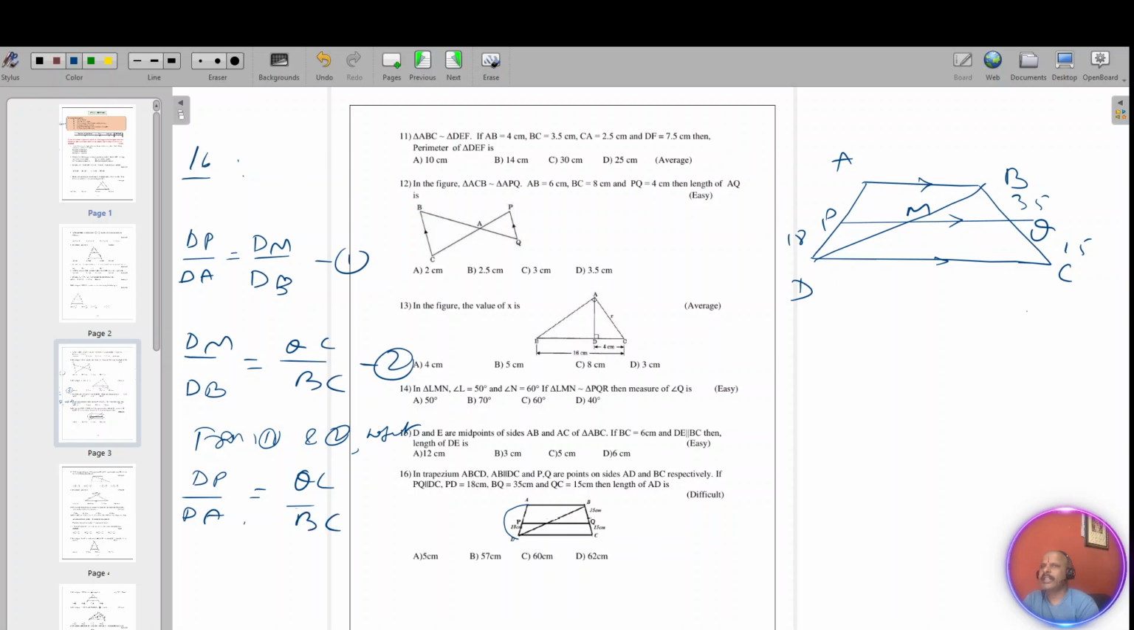DP is how much? 18 by AD. QC is 15. BC is adding 15 plus 35, it will come 50. Okay. Then 5 3 ja, 5 10 ja, 3 1 ja, 3 6 ja. So cross multiplication gives 60 centimeter, which is this one. Very important one it is. It's actually supposed to be asked in 3 marks question.